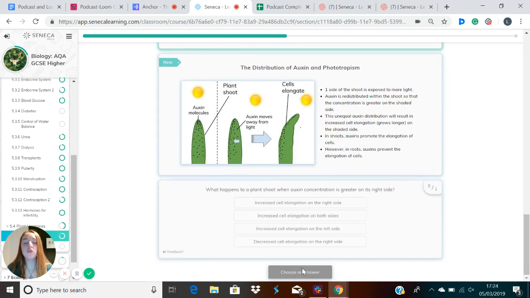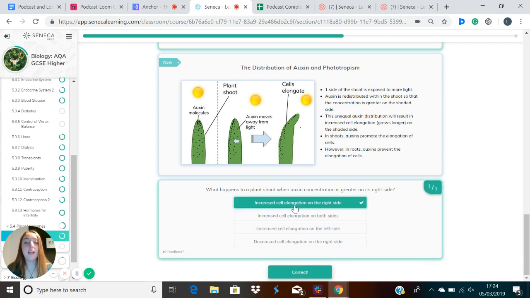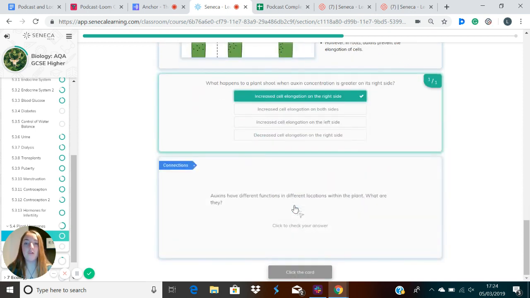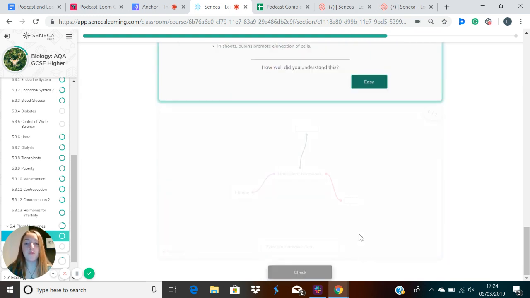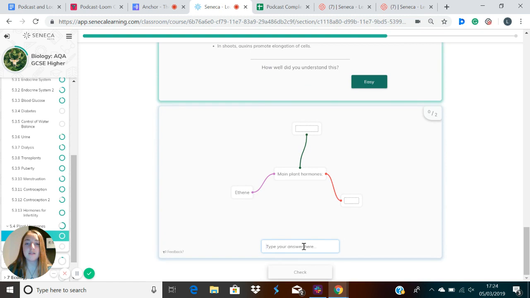So if auxin concentration is greater on the right side of a shoot, what will happen? It will increase the elongation on the right side, so on the shaded side. And in roots, auxins will prevent the elongation of cells, but in shoots, it will promote the elongation of cells.